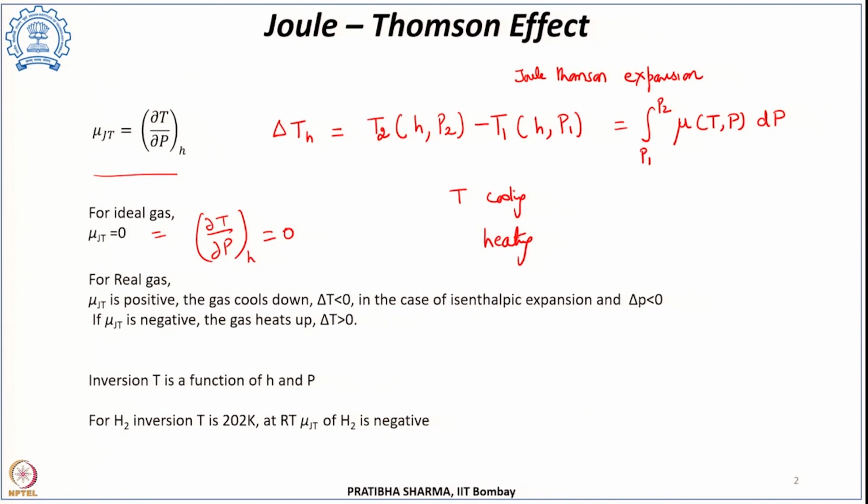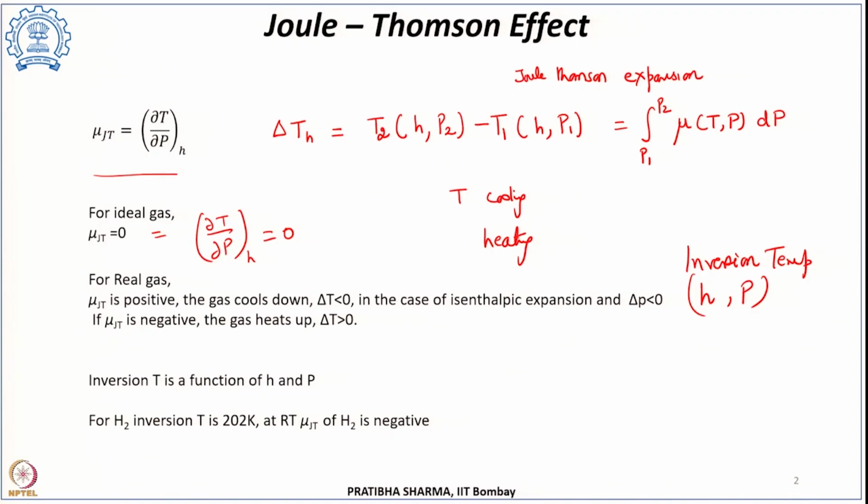Now there is a temperature which is known as the inversion temperature. This inversion temperature depends upon enthalpy and pressure. So this is a function of enthalpy and pressure. Now depending upon the thermodynamic state, we can have the Joule-Thomson coefficient either positive or negative.